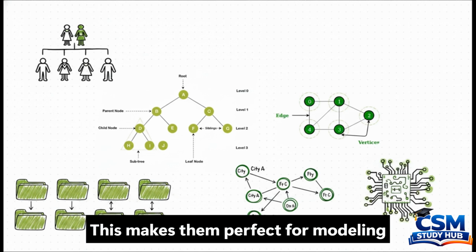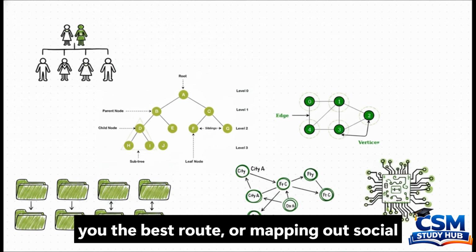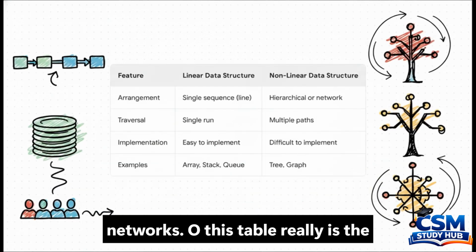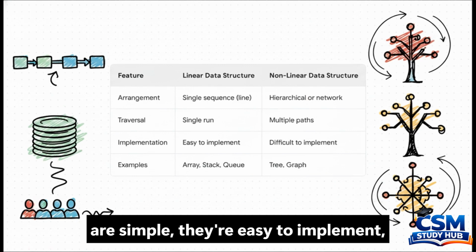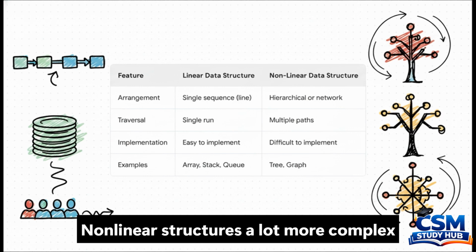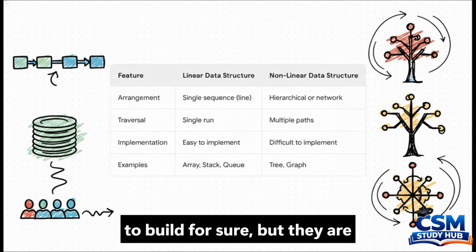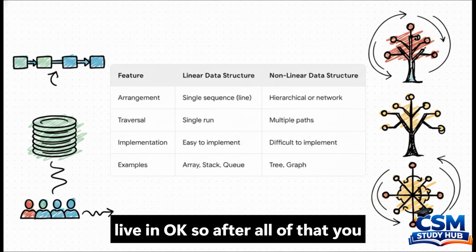This makes them perfect for modeling complex stuff like Google Maps finding you the best route or mapping out social networks. So this table really is the perfect cheat sheet. Linear structures are simple, they're easy to implement, and they're great for sequential data. Nonlinear structures, a lot more complex to build, for sure, but they are incredibly powerful for modeling the messy, interconnected world we actually live in.